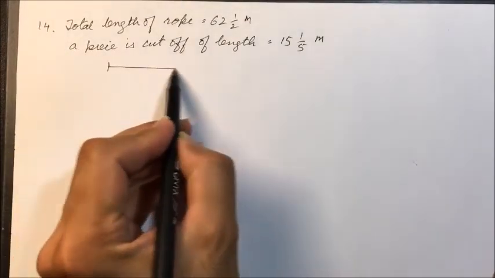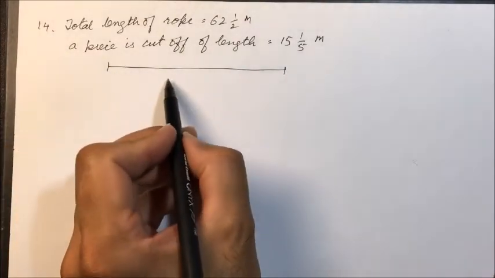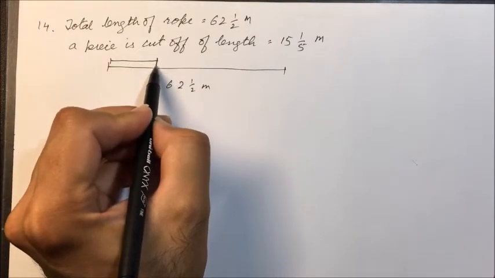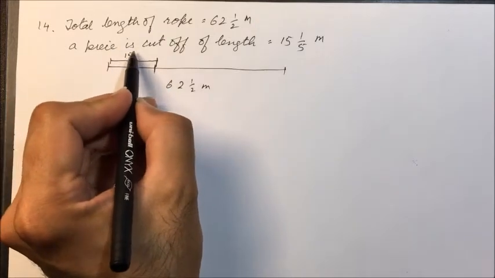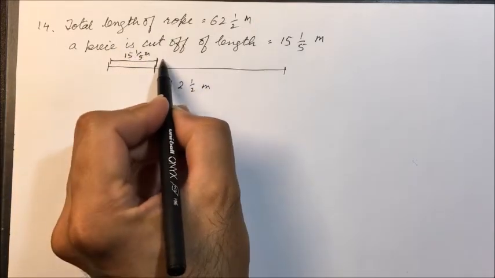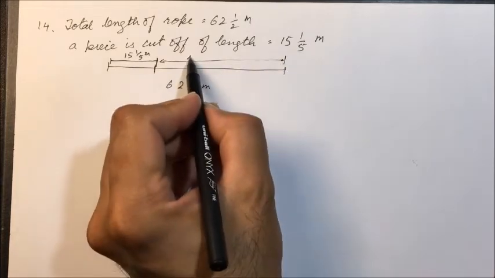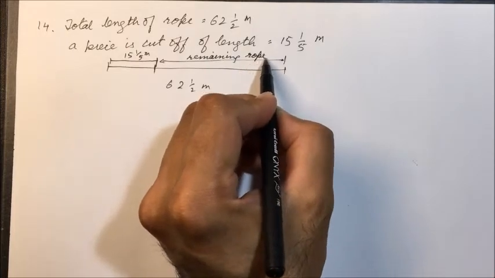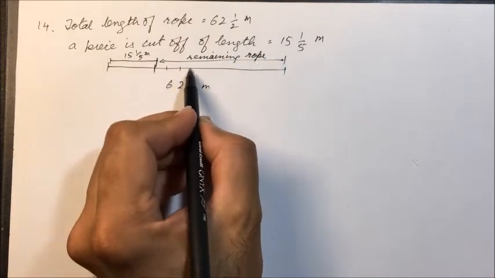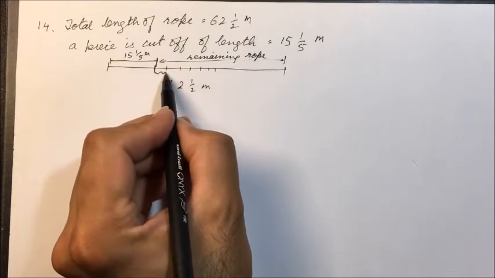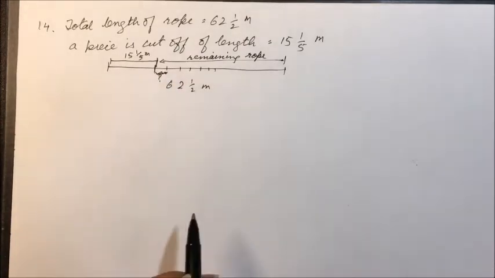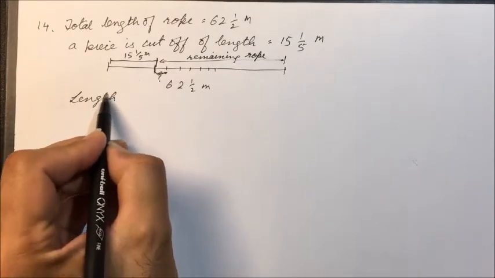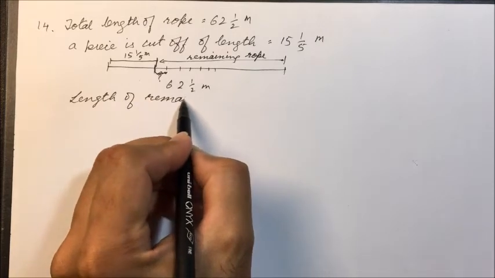Now see here, this is the total length of the rope, this is 62 1 by 2 meter. From this a piece is cut, this much rope is cut, it is 15 1 by 5 meter, and this is our remaining rope. From this remaining rope 11 pieces are cut, and we have to find the length of each piece. So length of the remaining rope we have to calculate first.